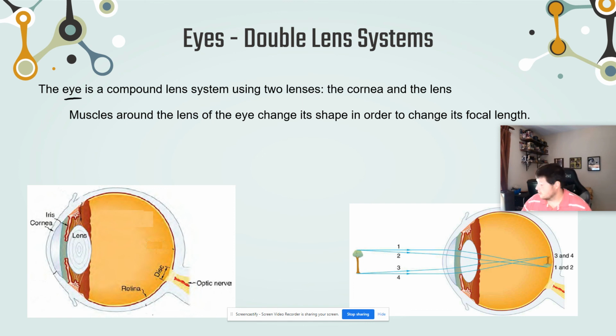You have muscles, both on the top and the bottom, surrounding that lens that actually change that focal length, which is really cool and allows you to have different optical properties depending on what kind of thing you're trying to look at, whether it's really far away or really close.